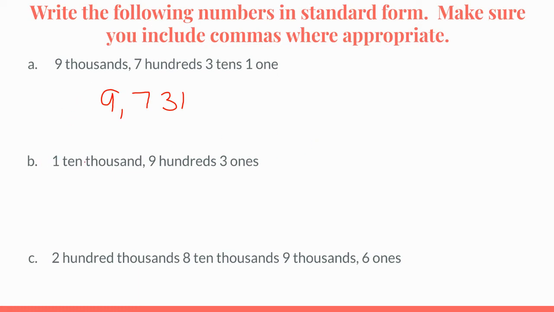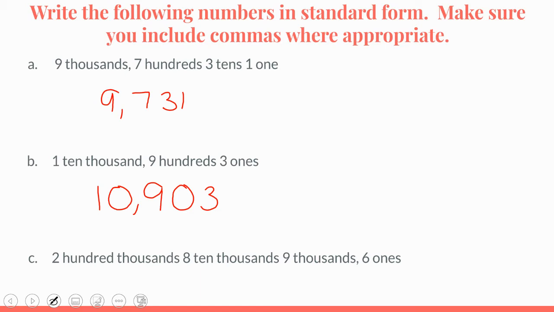So go ahead and do that for B, 1 10,000, 900s, and 3 1s. Okay, so you'll have a text box that'll pop up, and you should have 1 10,000, 900s. Okay, so that means there's nothing in the thousands, 900s, and I'm not seeing any mention of tens, so nothing in the tens, and 3 1s. All right, go ahead and try C.